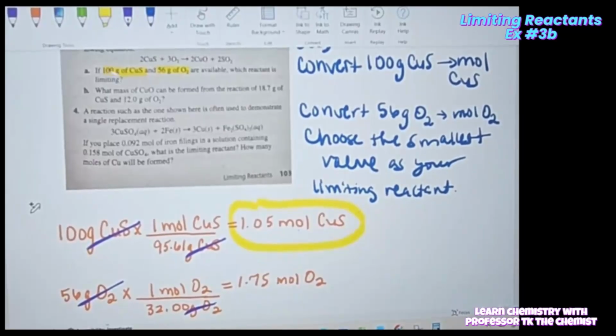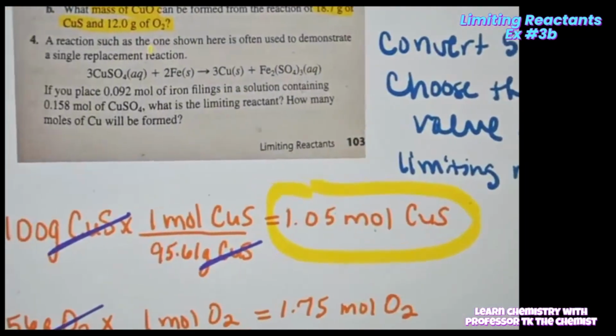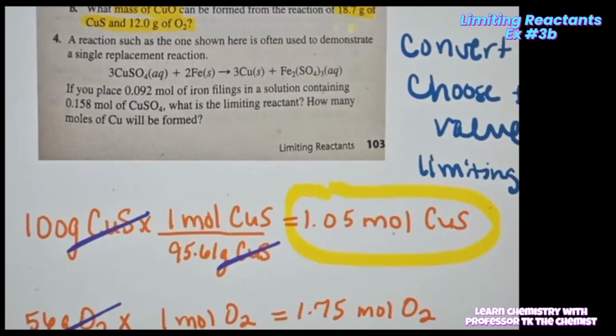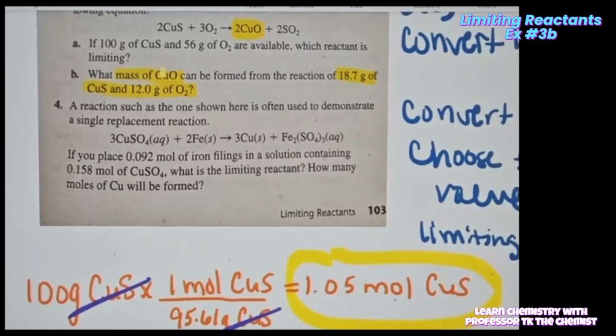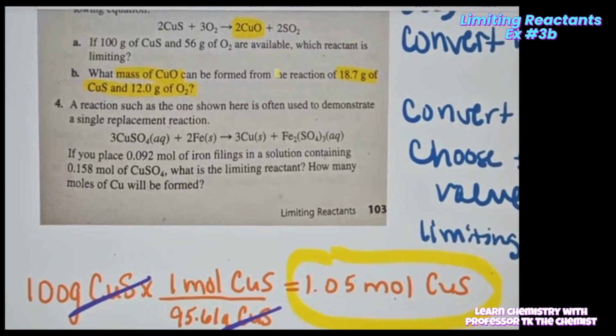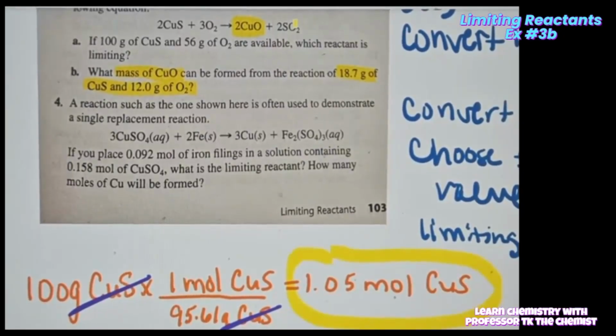So y'all, part B is the same thing we did in part A. They just want to know what's the mass of copper 2 oxide once we convert these grams right here to a mole, okay? So once we convert the given grams in the problem to a mole, then we're going to convert that limiting mole to the grams of copper 2 oxide. And we will need our balanced equation for part B. All right?